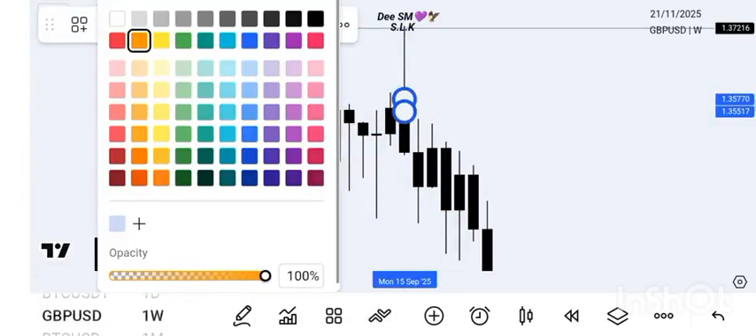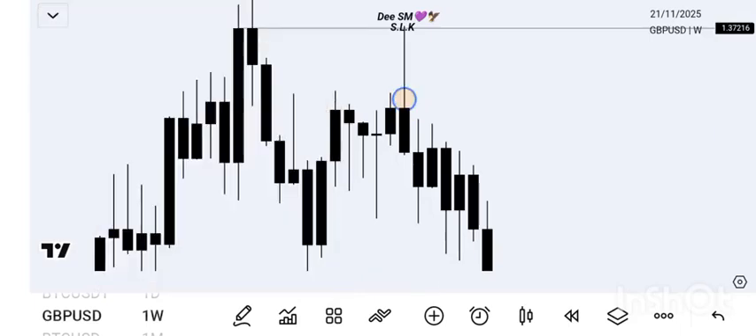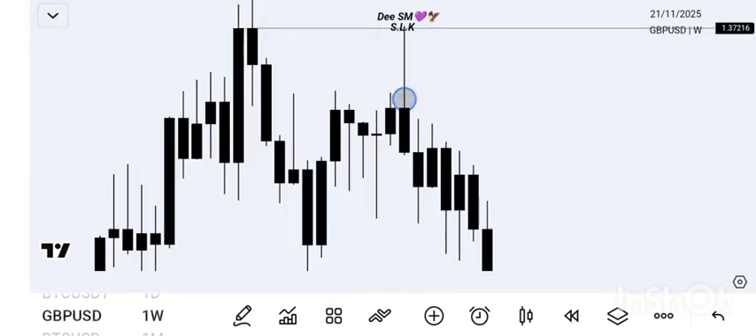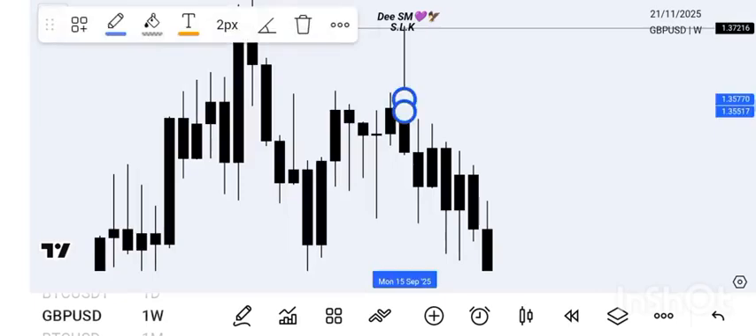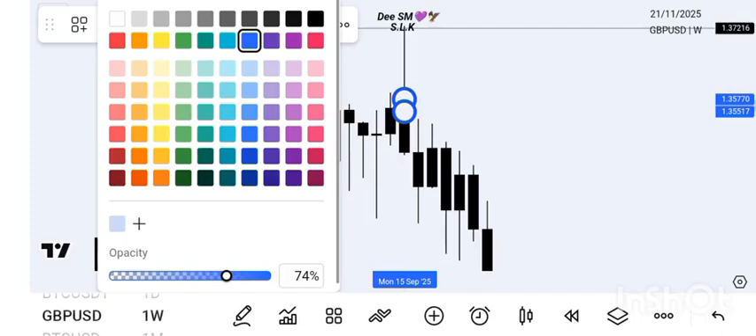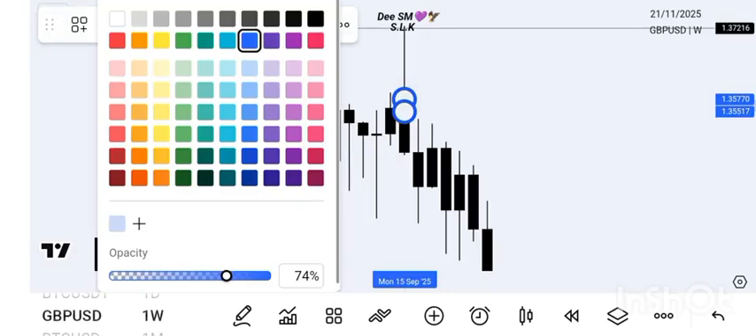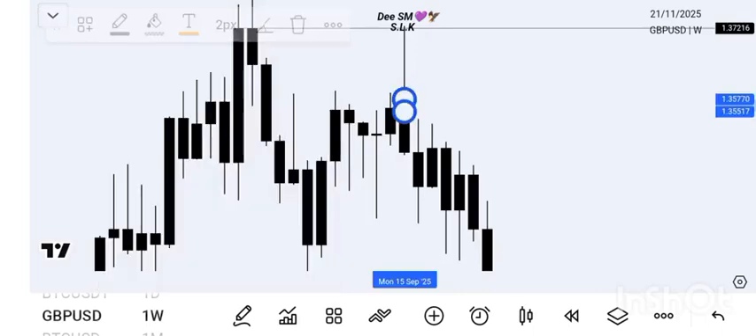Change this color to blue and black. So that's it. No, sorry. Let's make it black and this blue.